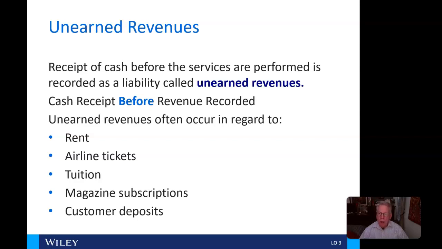Okay, unearned revenues. Now here, that's an easy one. We've received some cash in advance before we've actually done the service. So here, our cash receipt comes before the revenue is recorded, and we often will have unearned rent, customer deposits, magazine subscriptions, sometimes tuition at Santa Ana or college, or airline tickets, etc.